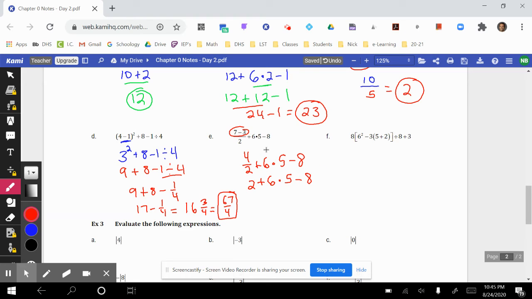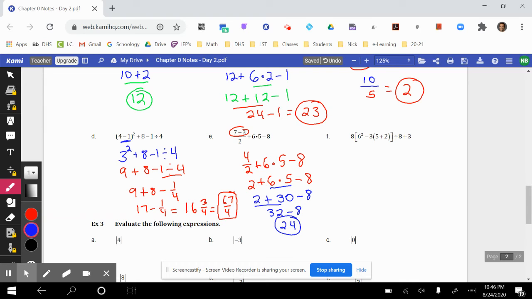Now I'm left with addition, multiplication, and subtraction. I've got to take care of my multiplication next. So now we're going to have 2 plus 6 times 5 gives me 30 minus 8. I'm left with addition and subtraction, so again, I'm going to work from left to right. 2 plus 30 gives me 32, and 32 minus 8 should give me 24. Hopefully you got 24 as well. If not, go check your work and see where you made your mistake.